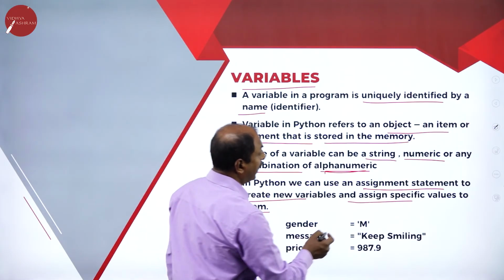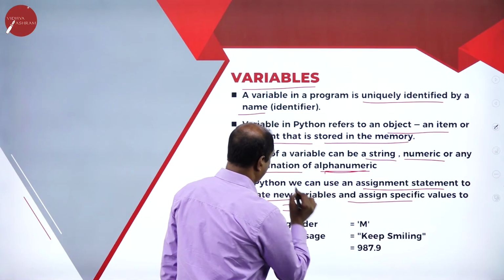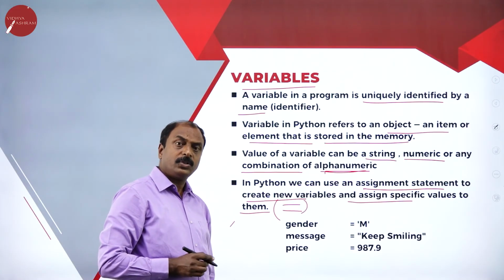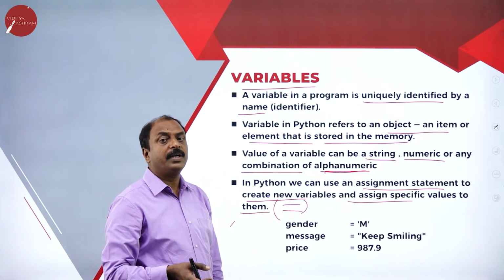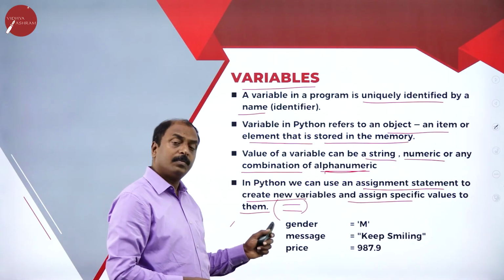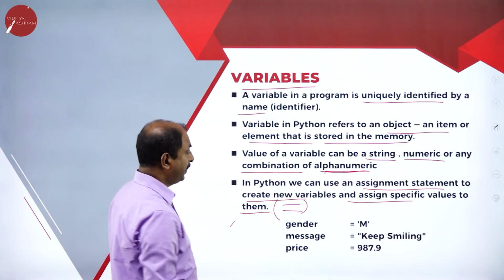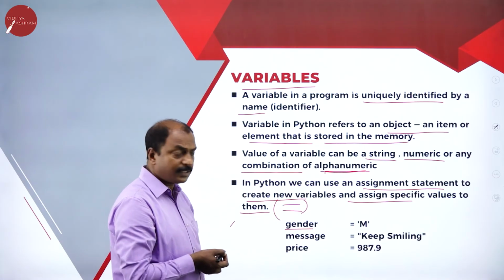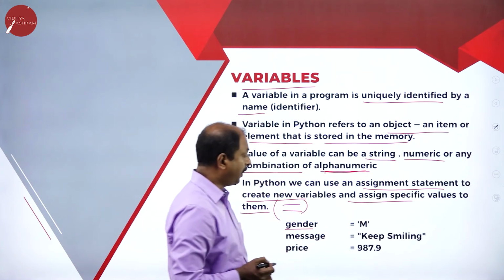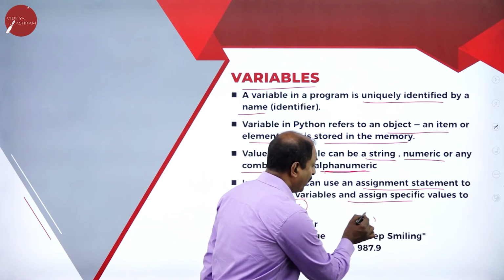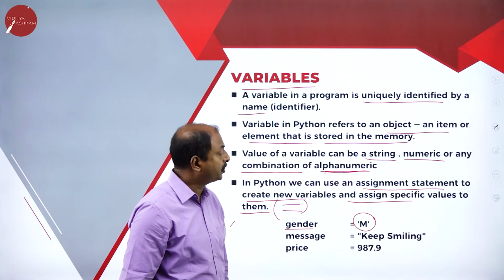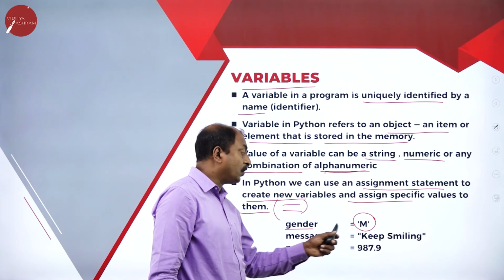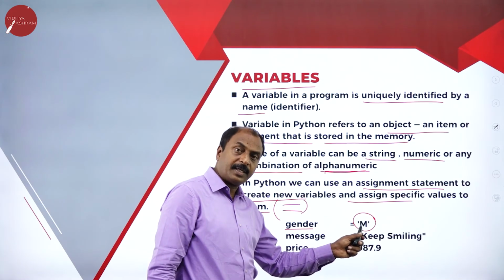By using the assignment operator, that is equals to. Equals to is an assignment operator used to assign values to variables. So we can assign different types of values to variables in Python programming. For example, here gender. So this is an identifier. It follows the rules of identifiers and equals to m. So here we are assigning one character, a character constant, to this variable gender. So the variable gender holds one value. In this example, it is m.